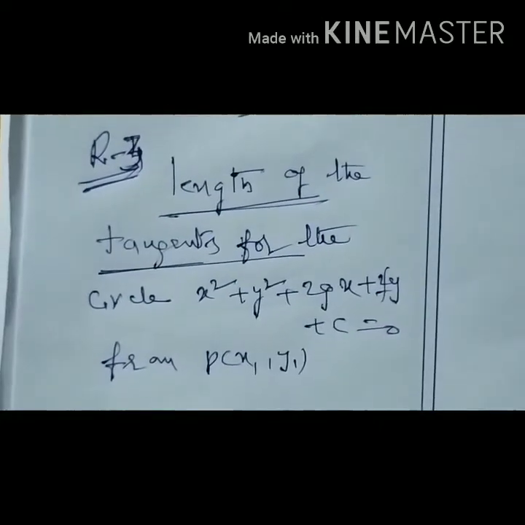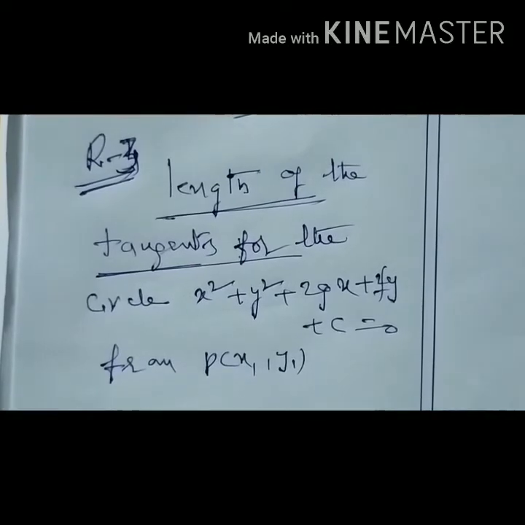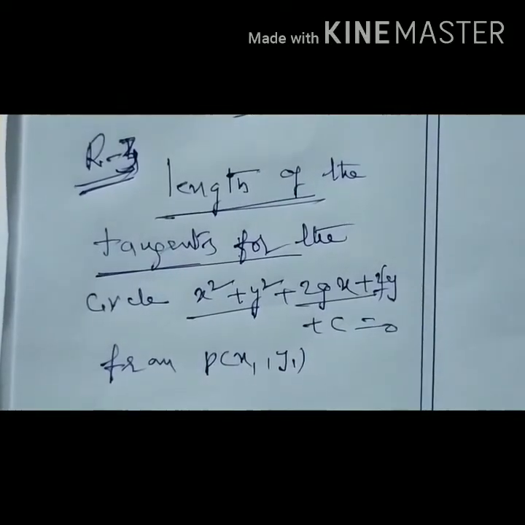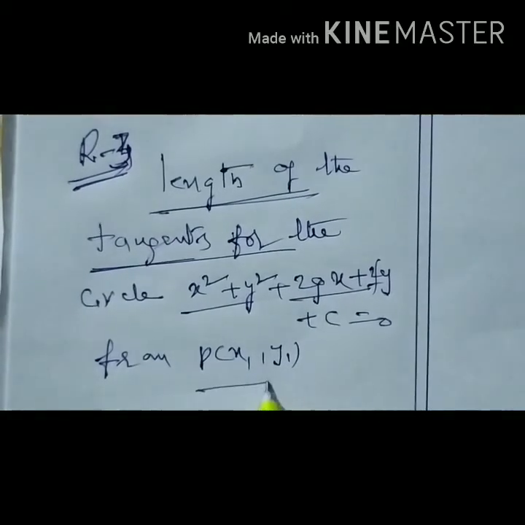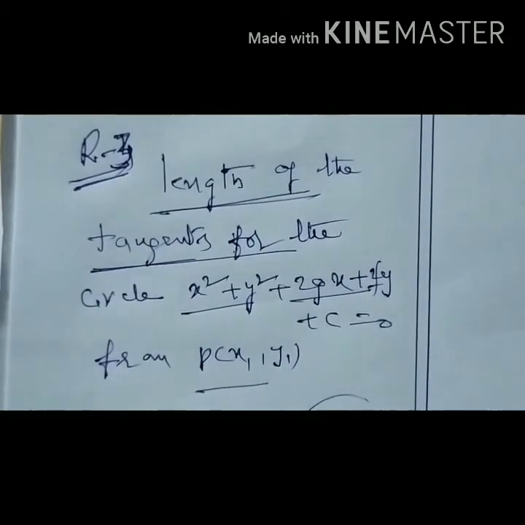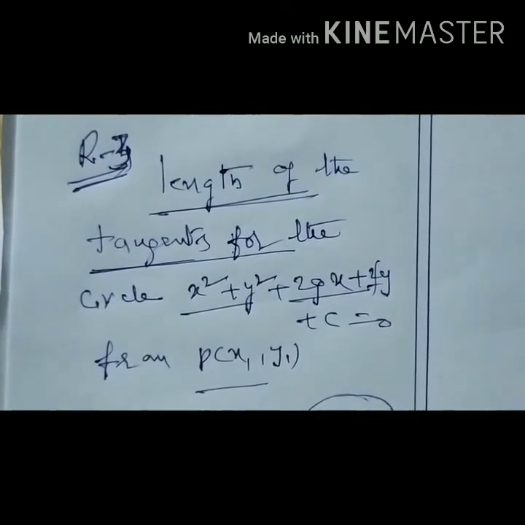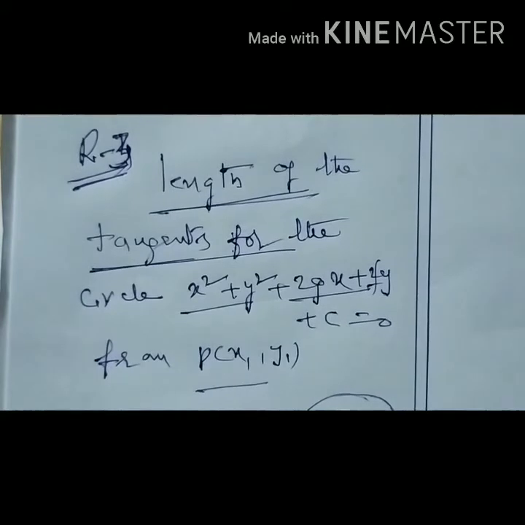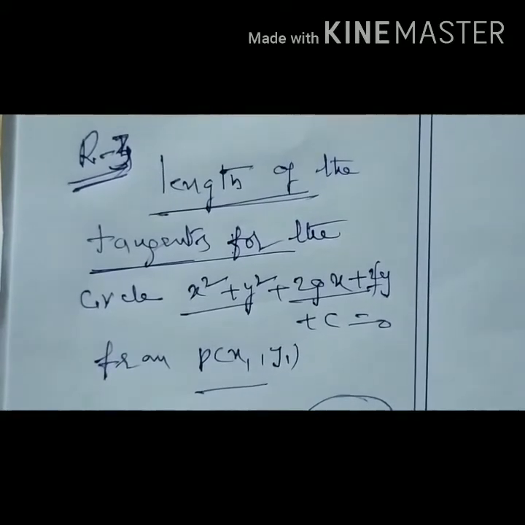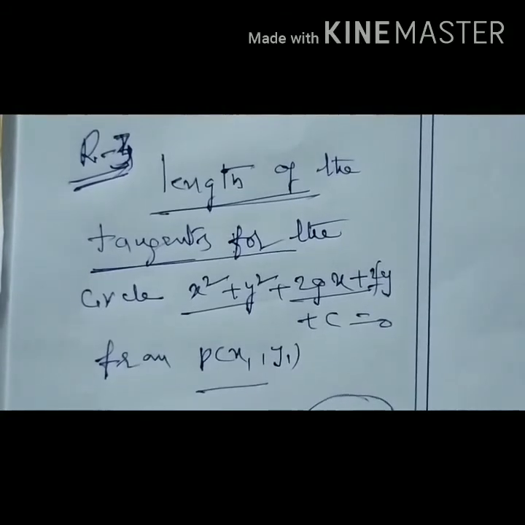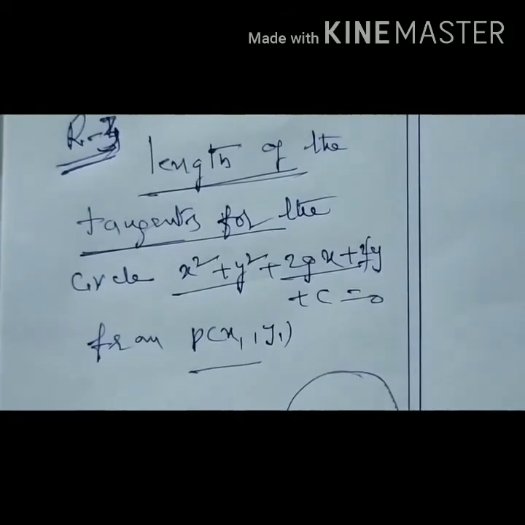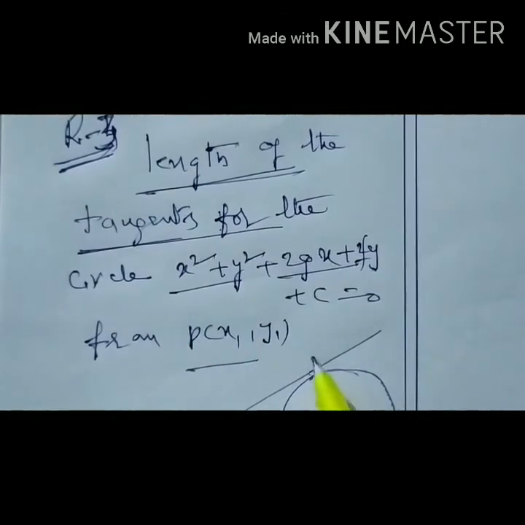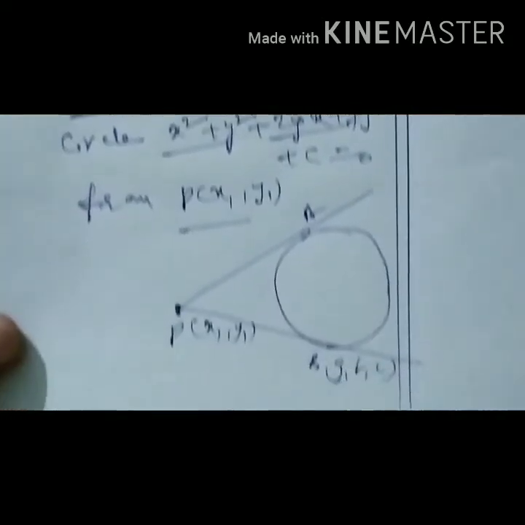Next one is finding the length of the tangent. For the circle x² + y² + 2gx + 2fy + c = 0, from the point P(x1, y1). Suppose this is the general circle, and P is the point. It should be exterior because a tangent can be drawn from an external point to the circle. Here P(x1, y1) is an exterior point. You can draw two tangents as shown in the figure. PA and PB are the two tangents.